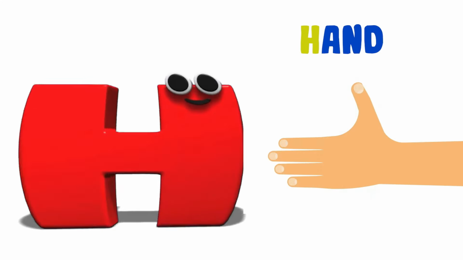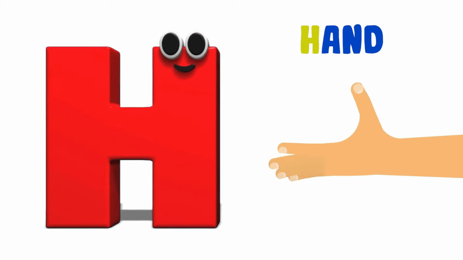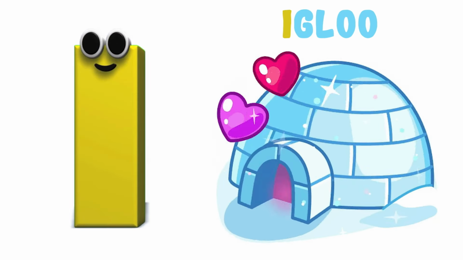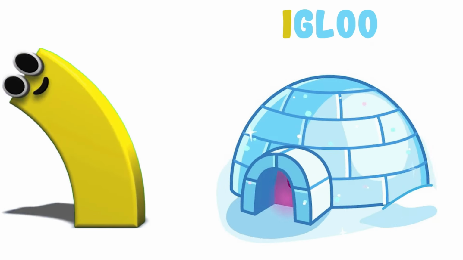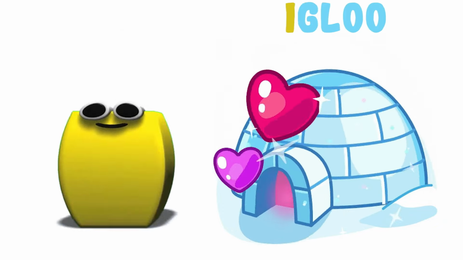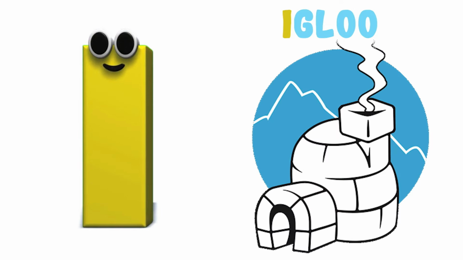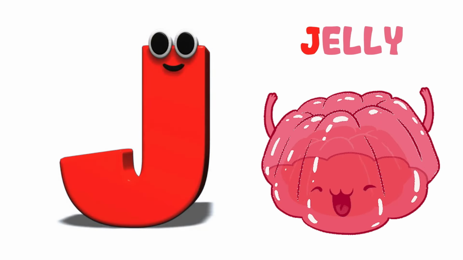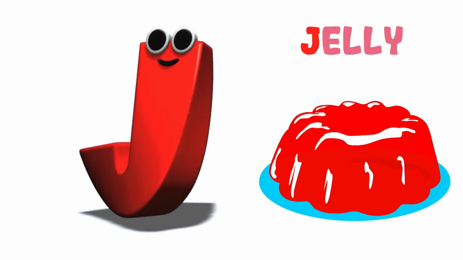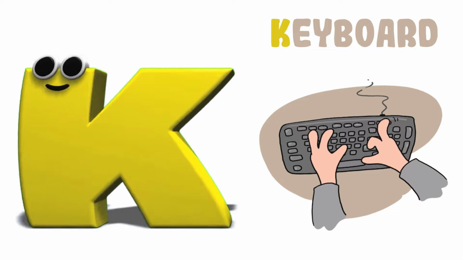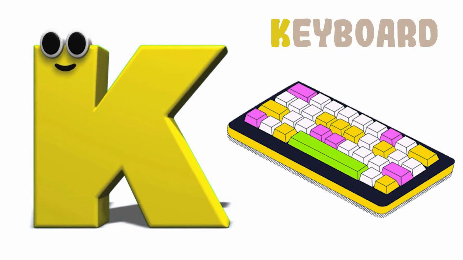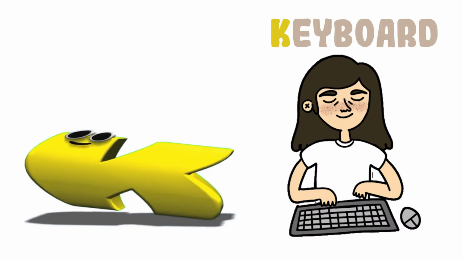H is for hand, hand, hand. I is for igloo, I, igloo. J is for jelly, J, J, jelly, J, jelly. K is for keyboard, K, keyboard, K, keyboard.